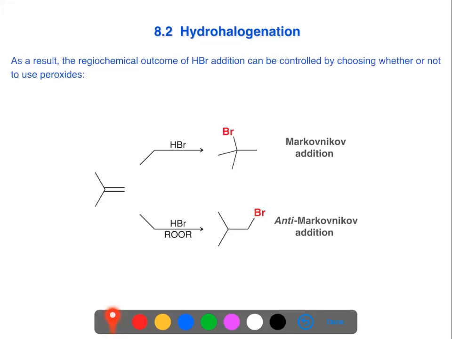And because the mechanistic details are different in these two reactions, the products of those reactions will also be different. So if we wish to form the Markovnikov addition product, we would add HX in the absence of any peroxide. But if we wish to form the anti-Markovnikov addition product as our major product, then we would add the same hydrogen halide, but in the presence of this alkyl peroxide.